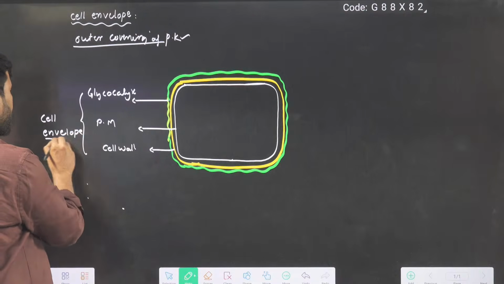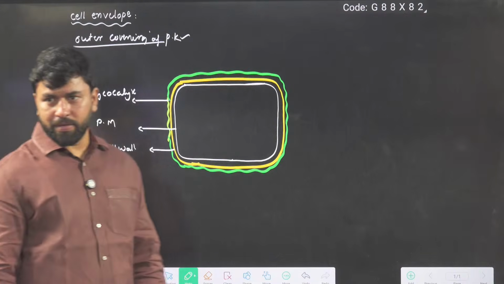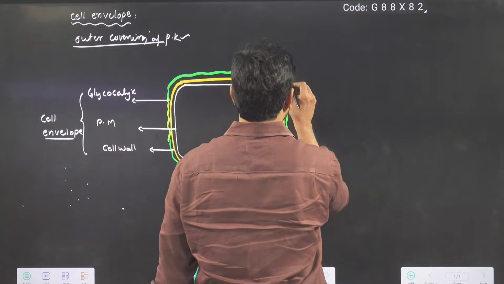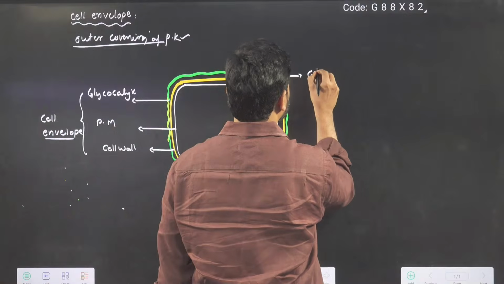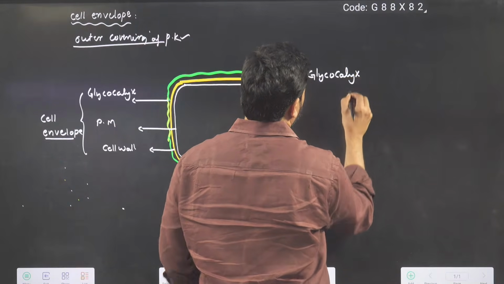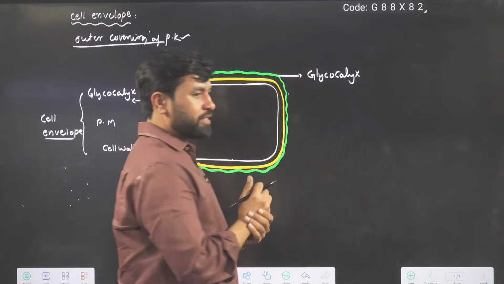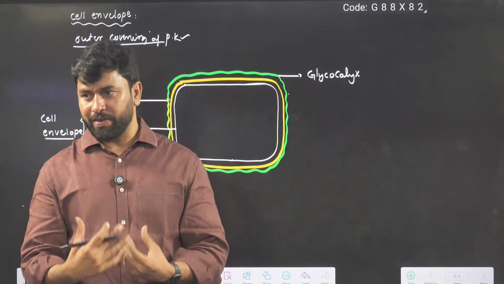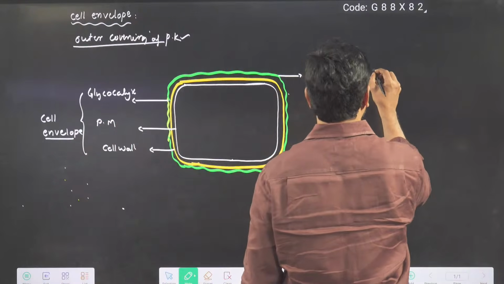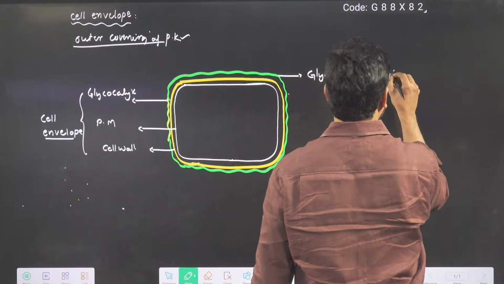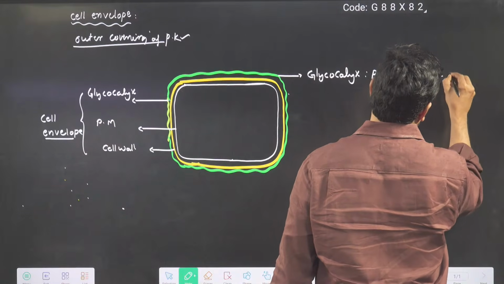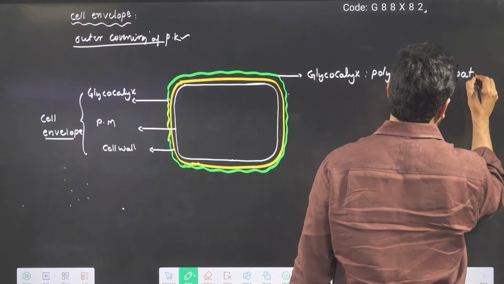These three layers are collectively known as the cell envelope. Let us talk about them one by one. First one, what is the story of glycocalyx? Glyco means carbohydrate, calyx means outer covering or rigid covering. That's called glycocalyx. Glycocalyx is a kind of polysaccharide coating, a polysaccharide coat around some bacteria.